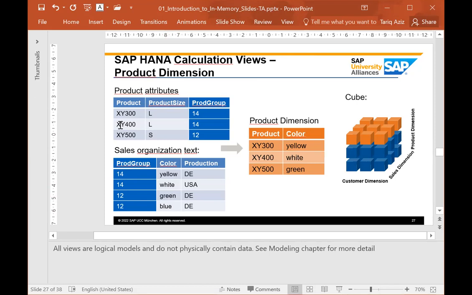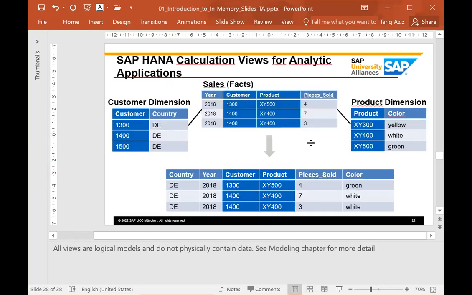And now if you see here, we have 2 tables. One is sales organization table, one is product table. This table has a color and this table has other information. So we created them as dimensions. These 2 dimensions will be used in the report, as an example here. Now, this is a fact table.